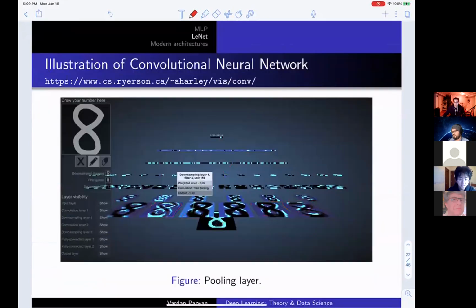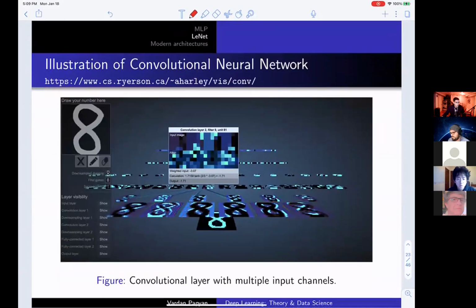Okay, and next we move to the second layer. So here you can see again, do you see these small things, so this is a downsampling layer, which is doing max pooling. So we take a small window of size 2 by 2 and replace it with a single scalar, right? Next, we have the next layer.